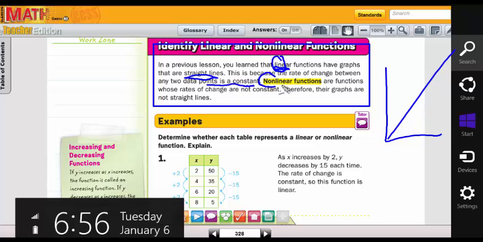Now, a new vocabulary word starting today is nonlinear function. Nonlinear functions are functions whose rate of change is not constant, therefore their graphs are not straight lines. So, for example, you might end up with a graph that looks like this, which is a very common nonlinear function. Please put this in your vocabulary and, if necessary, on your gold sheet.